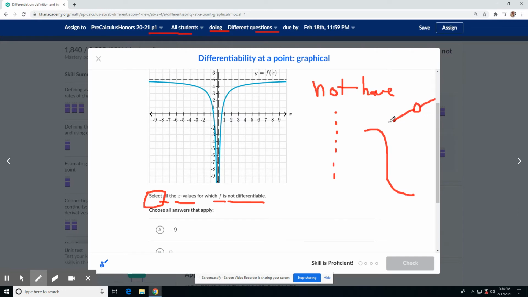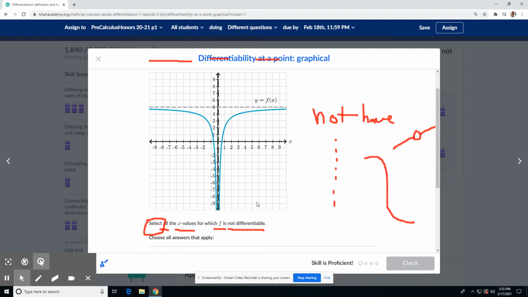It has to be continuous, so you can't have any gaps either. All right, so no shooting off into infinity, no vertical slant or no vertical slope, and you can't lift up your pen or pencil. It has to be continuous. So let's go ahead and take a look at those, see if we have any of these cases.